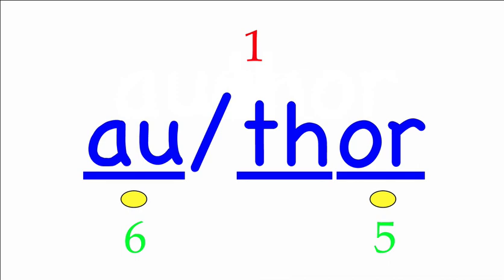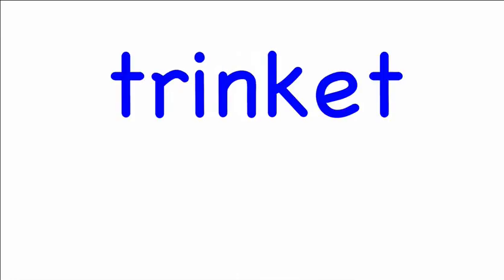Trinket. The child won a trinket at the circus. Trinket. Two syllables. First syllable, tring, four sounds: t, r, i, ng. Ket, three sounds: k, e, t. Trinket. Mark the word.